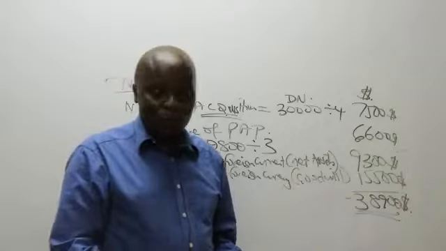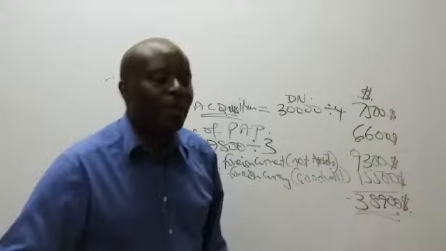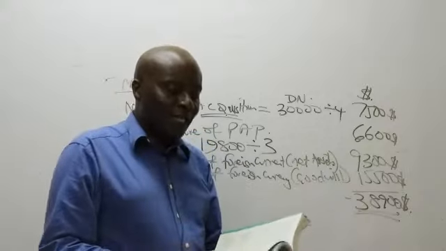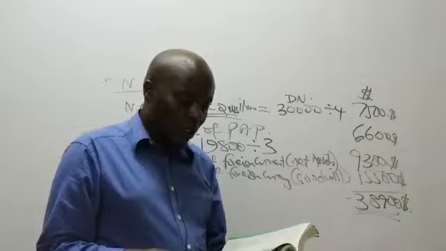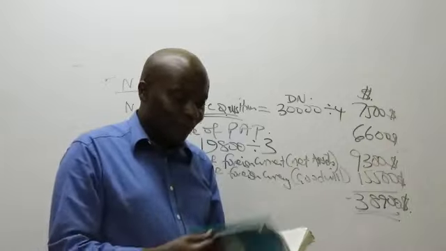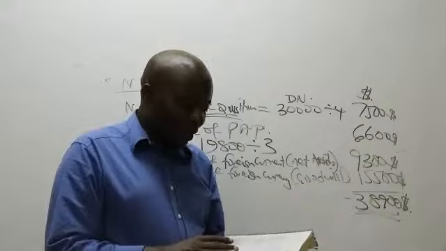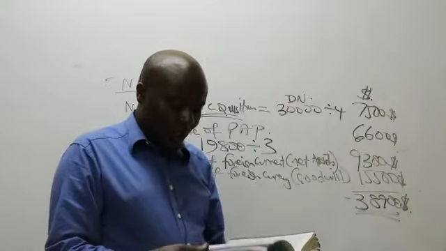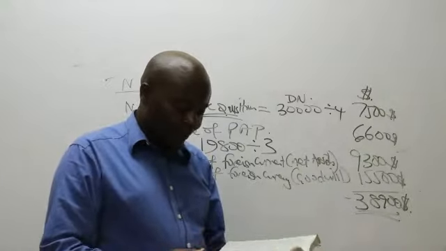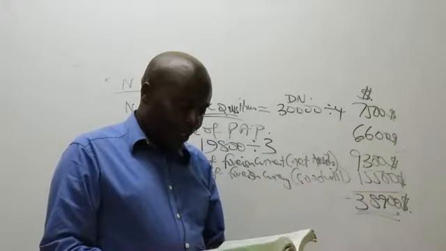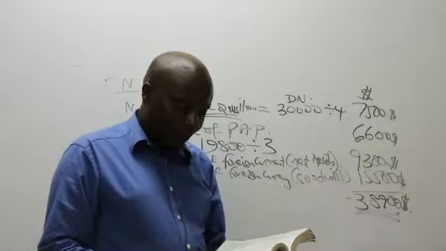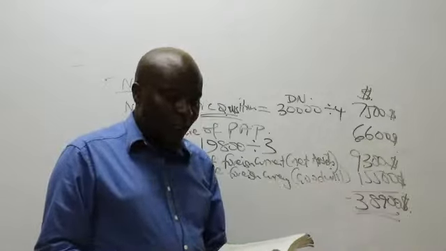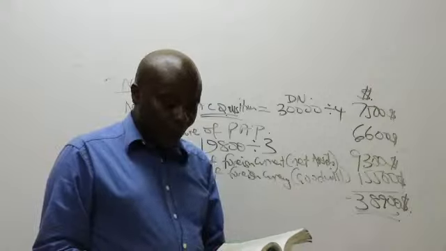And if you've been able to put a figure there, let's see whether we have anybody who will be able to give us the retained earnings as a balancing figure. Who is able to give us the retained earnings as a balancing figure? 151,400.